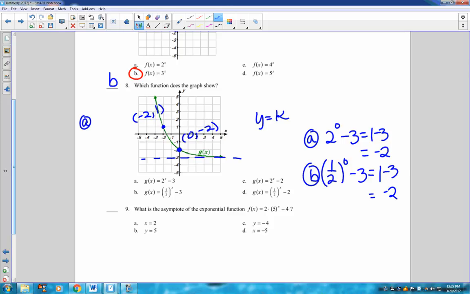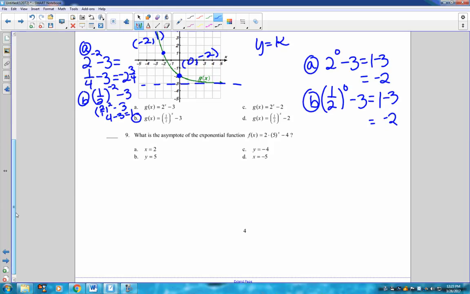So for A, 2 to the negative 2 power minus 3. 2 to the negative 2 is 1/4. And 1/4 minus 3 gives me not 1. You have negative 2 and 3/4. All right, for B, I have (1/2) to the negative 2 power minus 3. Remember, the negative means I need to take the reciprocal, so it's (2 over 1) to the second power. That makes a positive, and that gives me 4 minus 3, which is 1. So that answer is B.